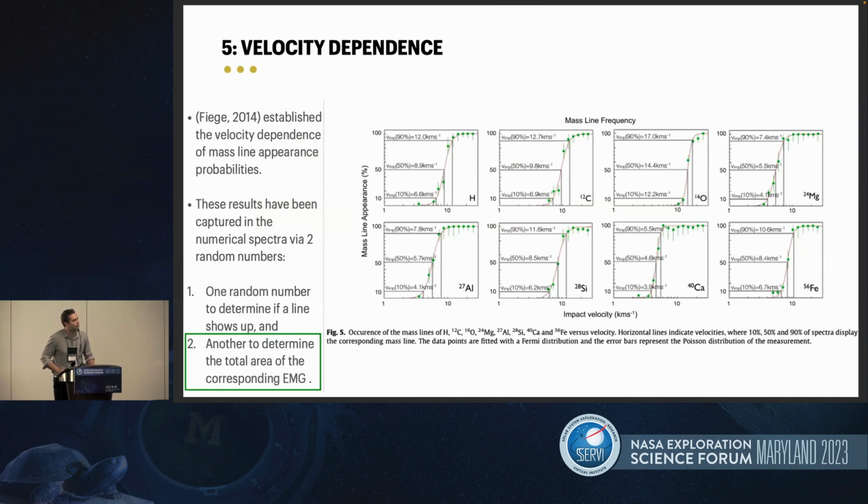On the x-axis is the impact velocity in kilometers per second, and the mass line appearance probability is given on the y-axis. The way that we're handling this in the numerical modeling is that we have two random numbers. One random number will determine if a mass line shows up, and that's compared to these probability curves. And then another one to reflect instrumental scatter determines the total line area of the corresponding EMG, so the mass line.